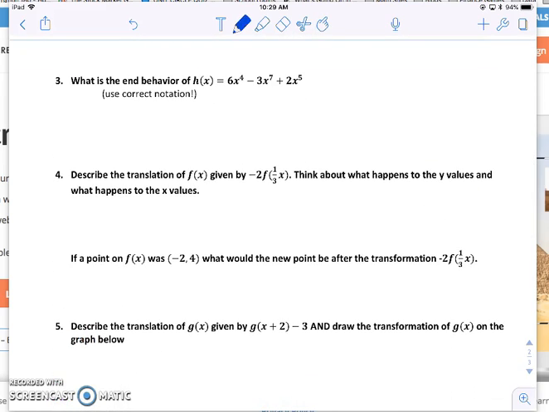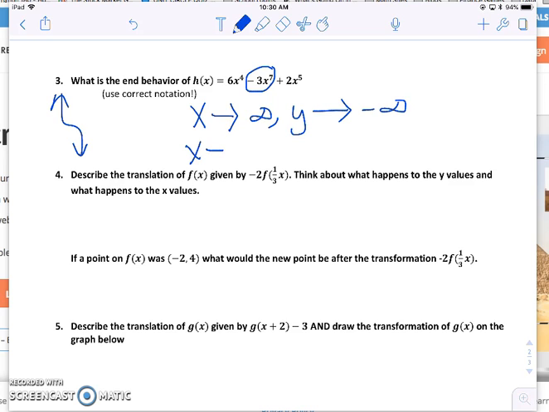So on this back page, we're going to take a look at the end behavior. So we look for the highest power and that leading coefficient. So it's odd, so it's a squiggly, and it's negative. So it's that squiggly going down. So as x goes to infinity, y is going down. And as x goes towards negative infinity, y is going up.